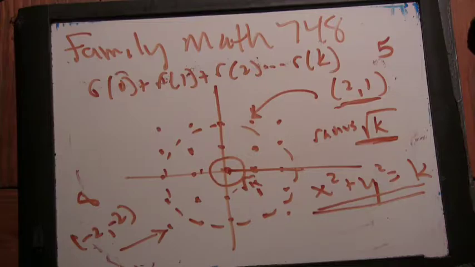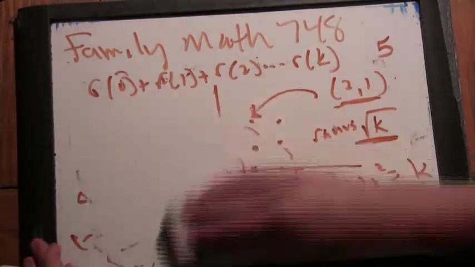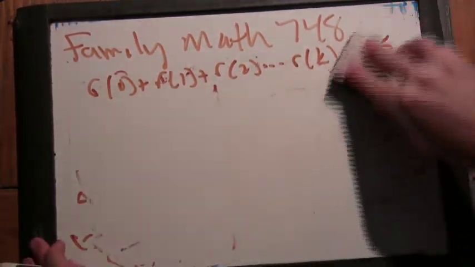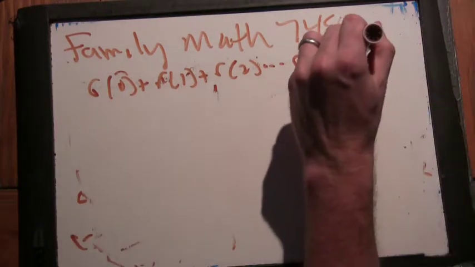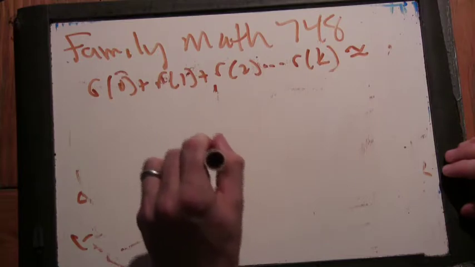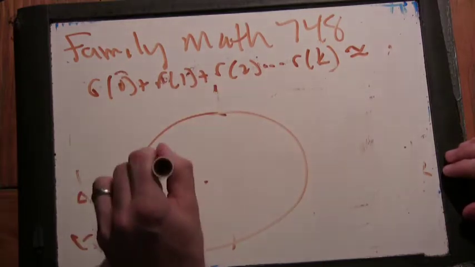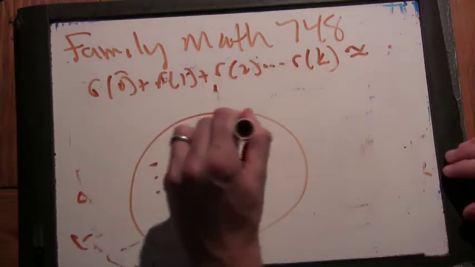Alright? So this sum up to k is approximately what? Can you see what it is when I add up all the number of lattice points inside of a circle? What is that approximately equal to? The area of the circle?